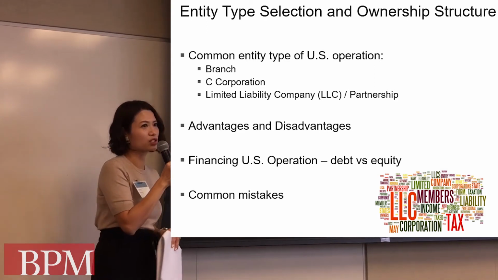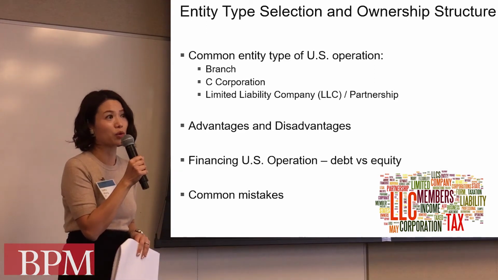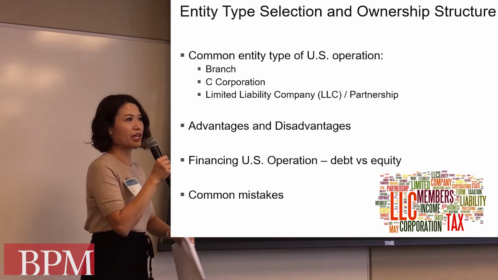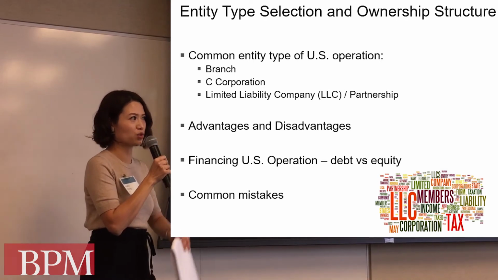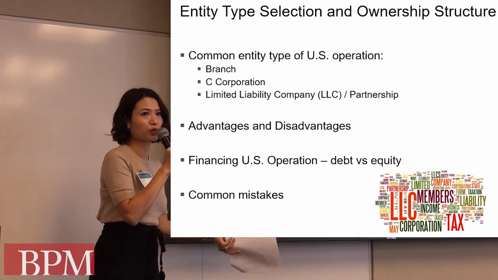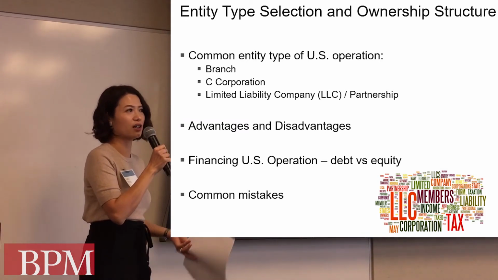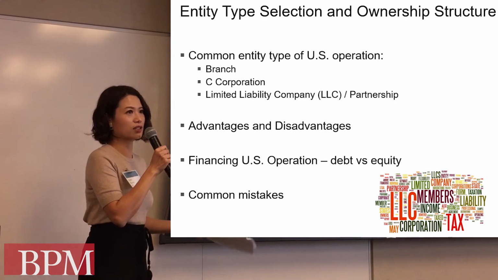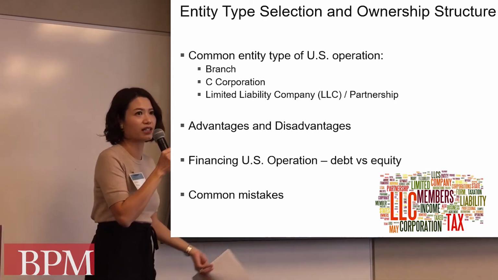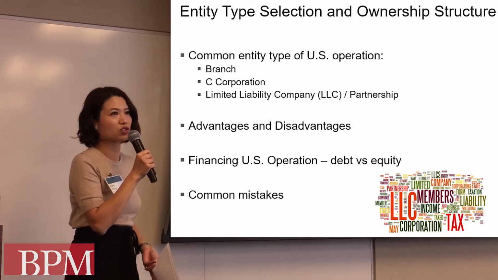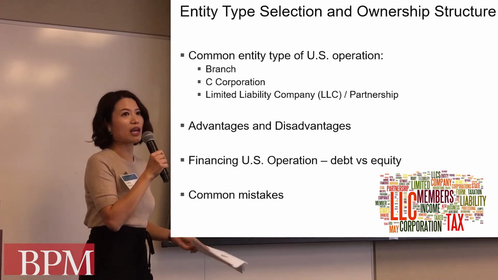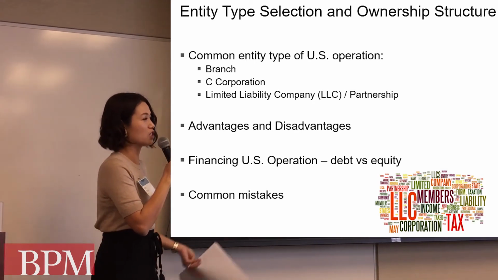However, the disadvantage of using a C corporation is that there will be double taxation. The C corporation will be paying tax on the profit in the US, and when the profit is repatriated back to the foreign shareholder in the form of a dividend, the dividend is also subject to a withholding tax. The tax rate normally is 30%, and it will be a reduced rate when there's a tax treaty. But the profit is basically taxed twice, so that's the disadvantage of using a C corporation structure.